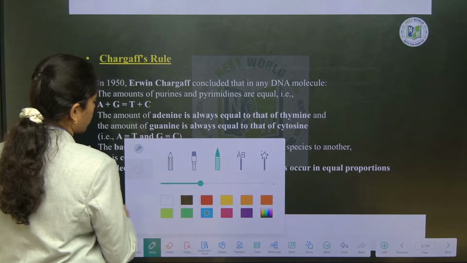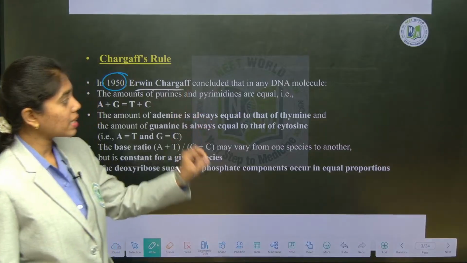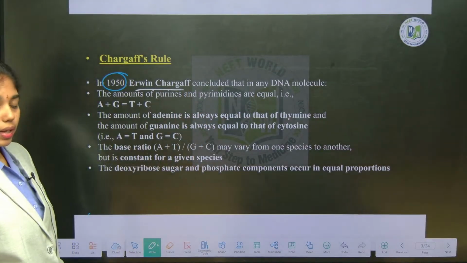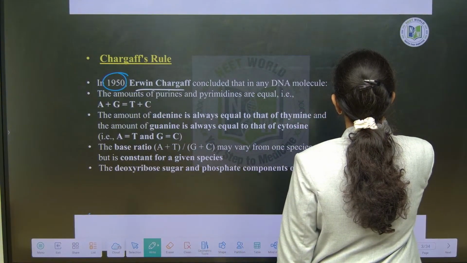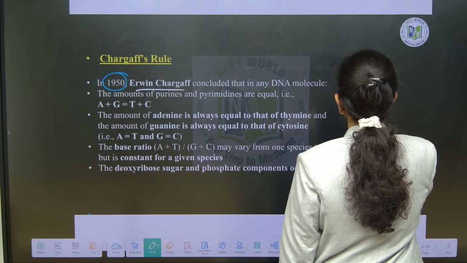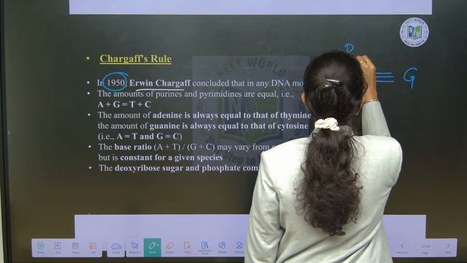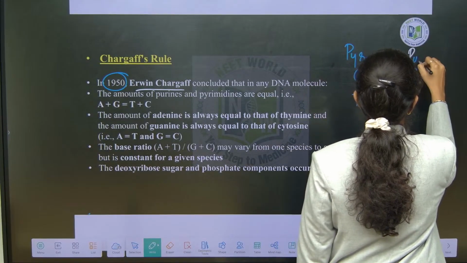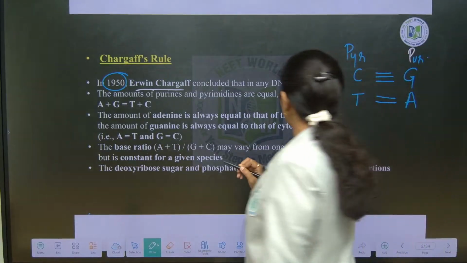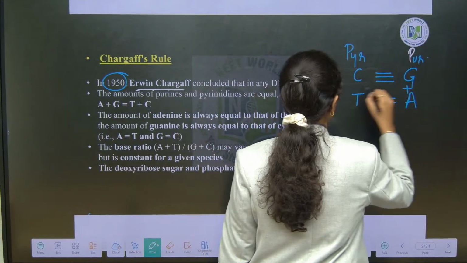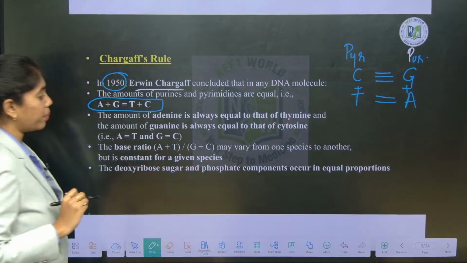In the 1950s, it is the scientist Erwin Chargaff who concluded that in any DNA molecule, the number of pyrimidines, which include cytosine and thymine, will be equal to the number of purines. That is, A plus G is equal to T plus C.